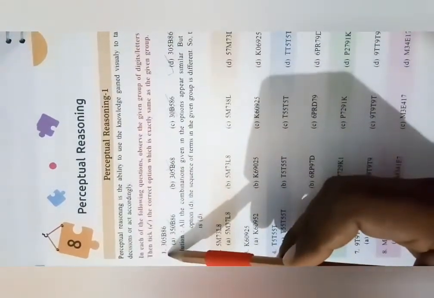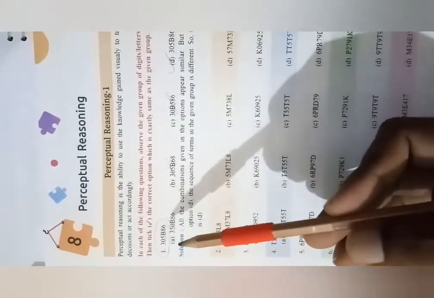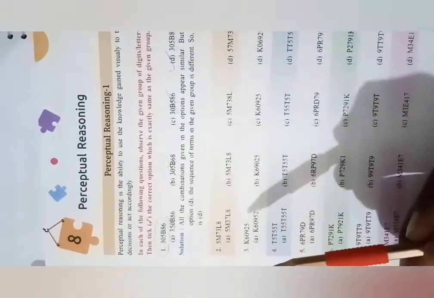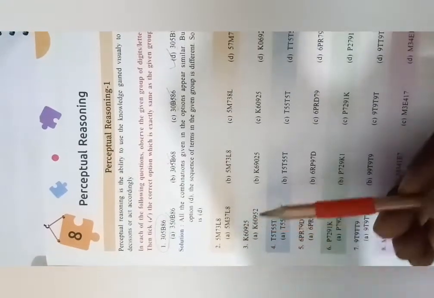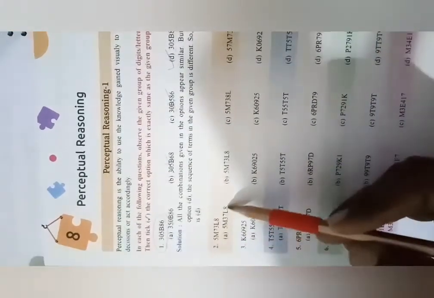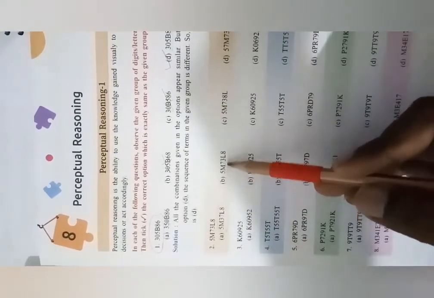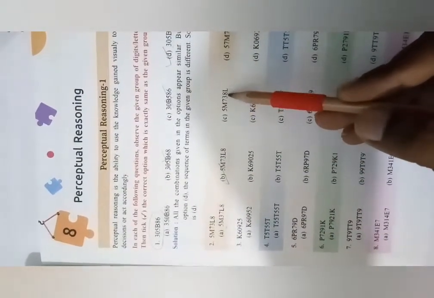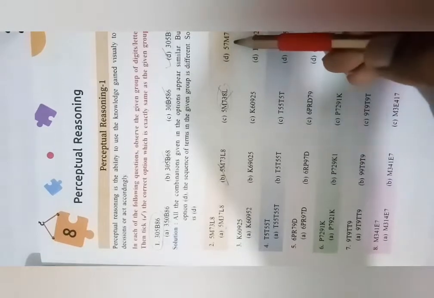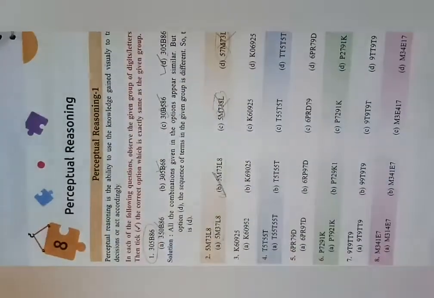Whatever option matches the question's code, you have to tick that answer. Suppose I am taking example 2, question number 2, 5M73L8, so this option is wrong. Now you can see this option is correct, 5M73L8, it is matched. This is wrong, this is 8L. This is also wrong, 57M73L8, they have written 7 first, 2 times. Likewise, you have to complete page number 27.